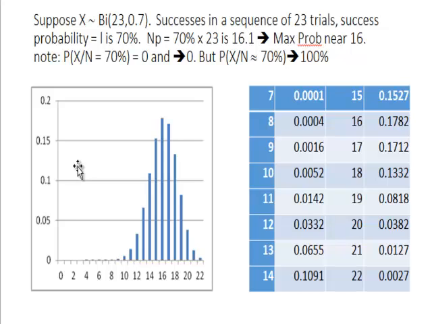Sir, is it NP, is it the mean of this distribution, NP? Yes, the mean of the distribution is NP. So the mean is 16.1, but 16.1 is not available to the binomial. Only 16 and 17 are available, because the binomial can only have integer values. So you can either have 16 successes or 17 successes. You cannot have 16.1 successes.